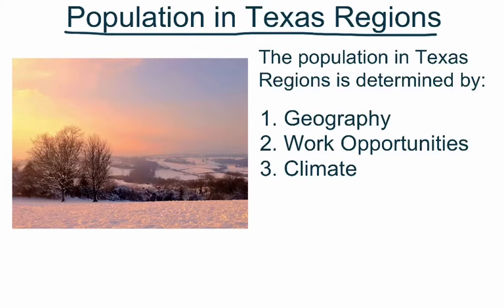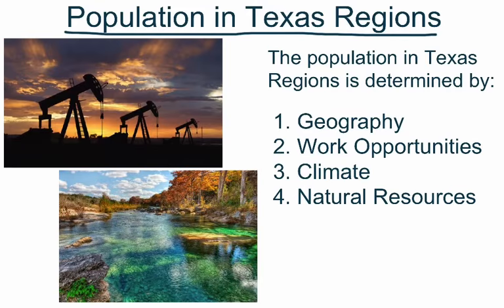Now, guys, remember, climate is the expected weather over time. Now, you guys can see that snow, it's very rare down here, but it has happened, but that is not our expected weather. The fourth and final reason why people choose to live, or where the population is determined in the Texas region, guys, is by natural resources.